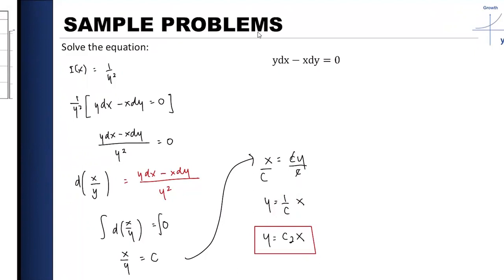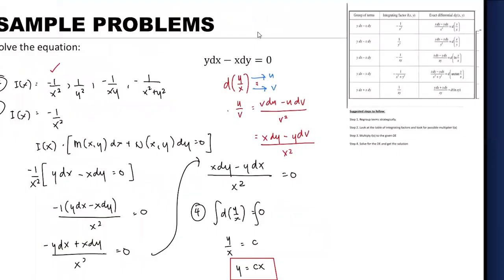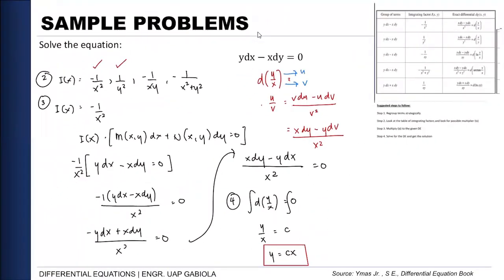Ayan. So, another integrating factor that we have, then, ayan. So, we also checked dito, no? So, are you convinced now that actually all of them are possible, no? Okay. So, let's try the next one.